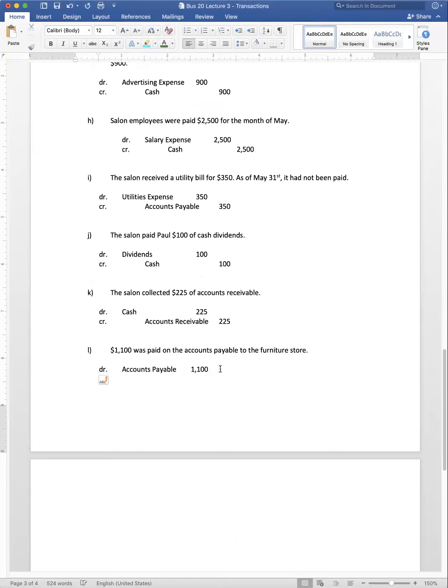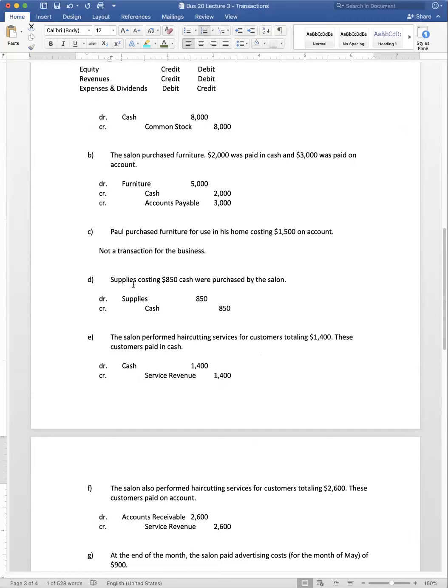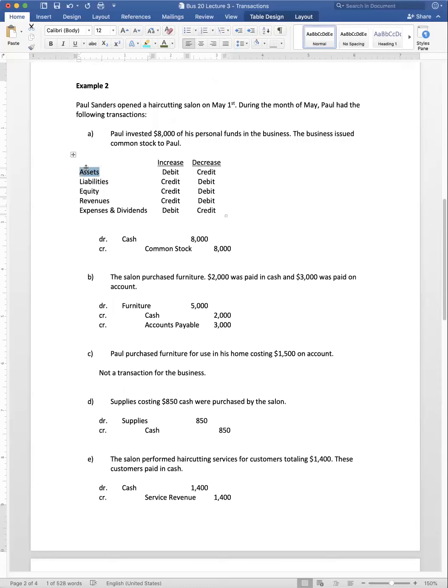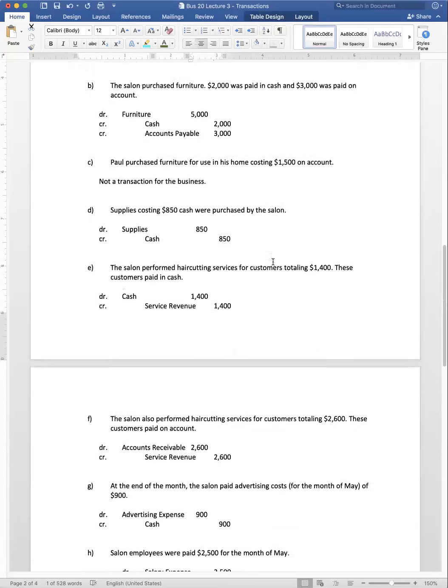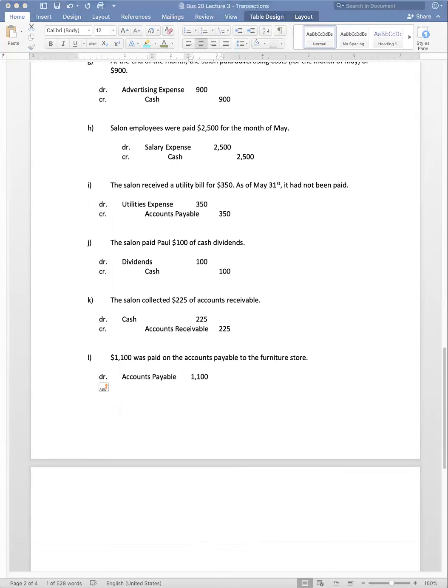Now, we are debiting or decreasing accounts payable, but what's the other thing that's going on? Well, it says it was paid on the accounts payable. We're obviously going to be paying off that debt with cash. So our cash is an asset, right? And we are paying, so cash is decreasing. So cash is going to be our credit.